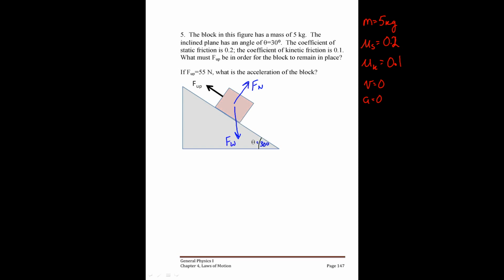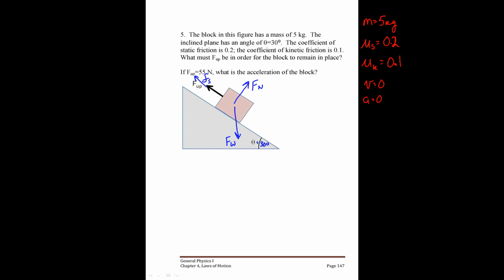And then I also have the static frictional force. And now you must ask yourself the question, what is the direction of the static frictional force? This object wants to move downward. All right. And so my static frictional force is going to oppose the direction of that motion. So my static frictional force is up.